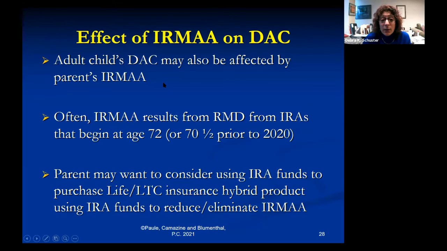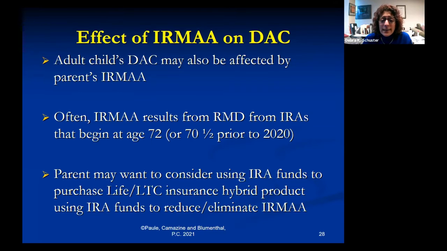So a disabled adult child benefit may also be affected by the parent's income-related increase. So often this income-related increase results from the required minimum distributions that arise from IRAs that begin at age 72, which is the age due to the Secure Act, which is a whole other tax code change that occurred last year, or if somebody attained age 70 and a half prior to 2020.